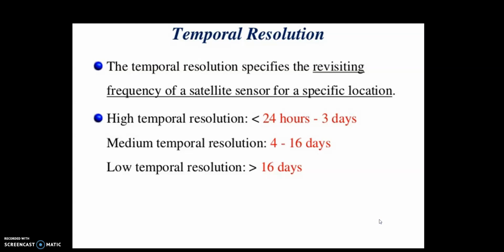Next, there are 3 different kinds of temporal resolution. The first is high, the second is medium, the third is low. A satellite which takes less than 24 hours to 3 days is called a high temporal resolution. Between 4 and 16 days is called medium, and greater than 16 days is called a low temporal resolution.